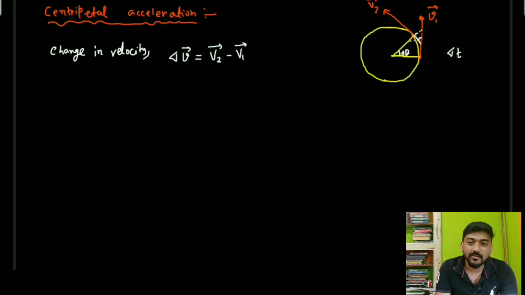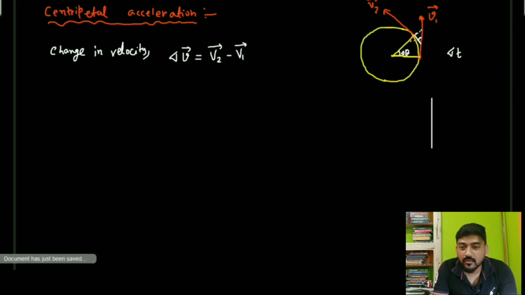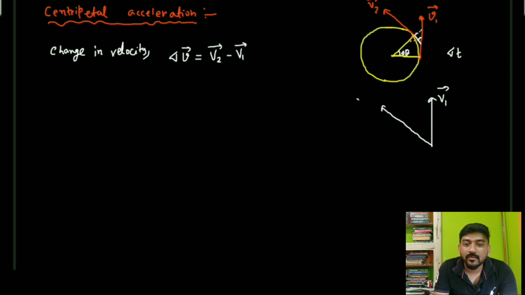In various processes you can find this out, I am not going to discuss it. If this angle is delta theta, this angle will also be delta theta. So finally you will land up with this conclusion that along this we have the v1 vector, and along this direction we have the v2 vector, and the angle between v1 and v2 is delta theta.